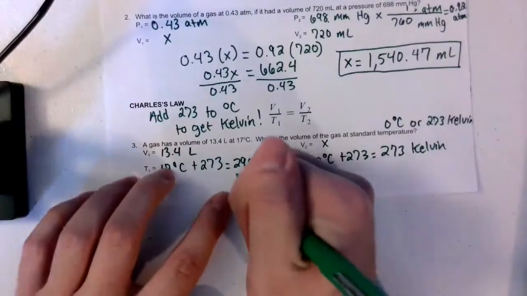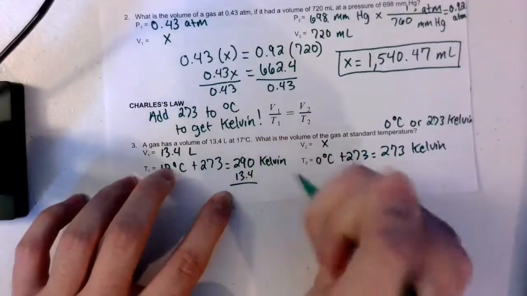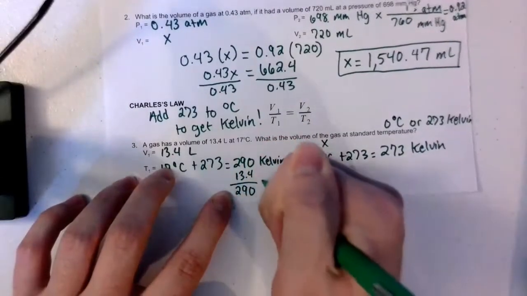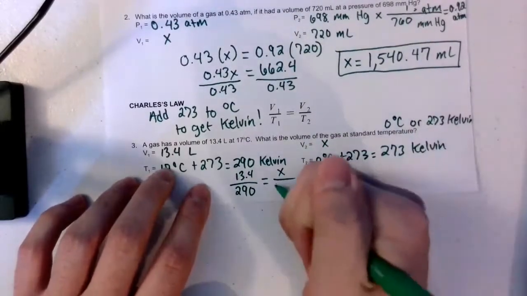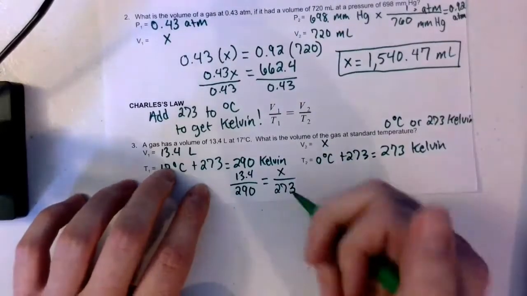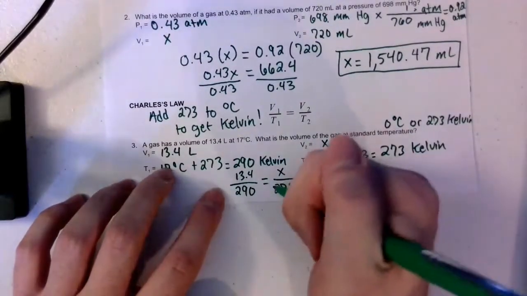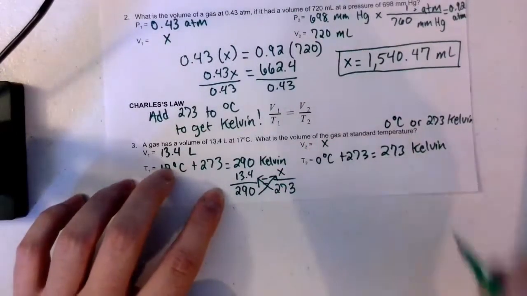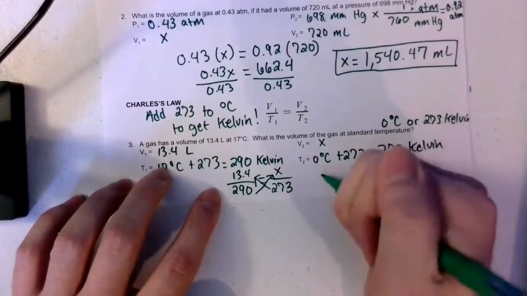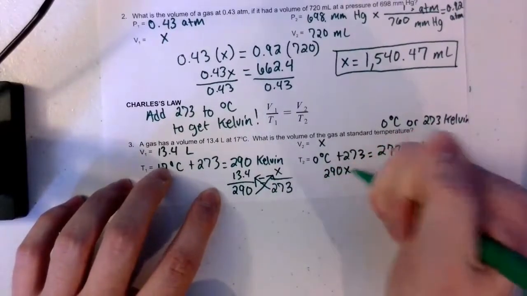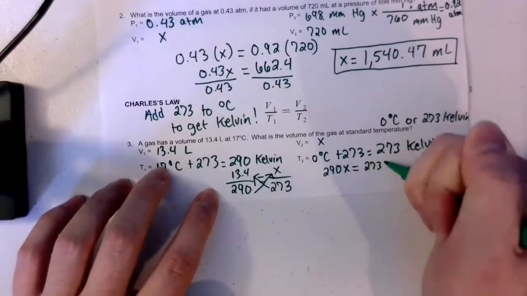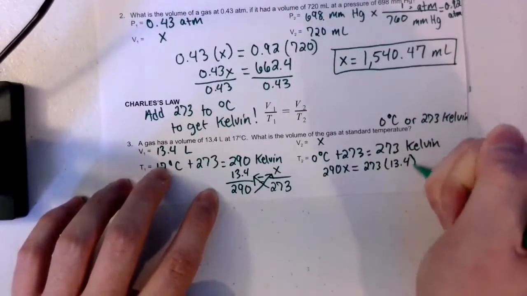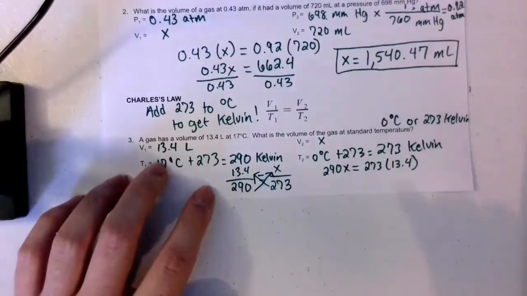Alright, so now we're going to plug these numbers into this formula up here. So I'm going to do 13.4 over 290 equals X over 273. Alright, so the easiest way to solve this is to just cross multiply, like so. So I'm going to have 290x equals 273 times 13.4. And remember, the parentheses just mean multiplication.